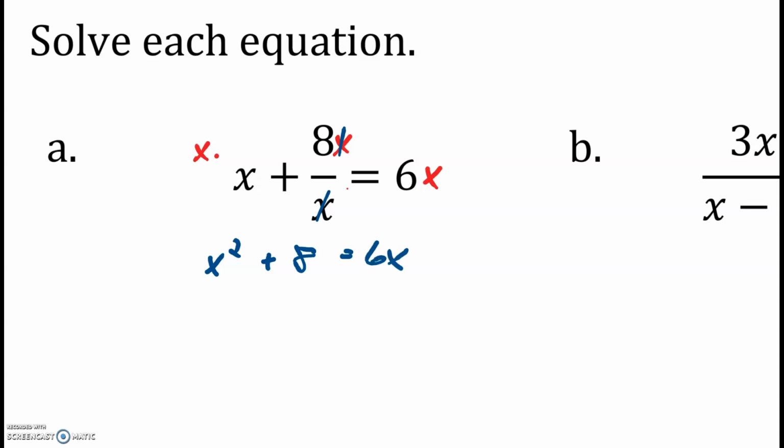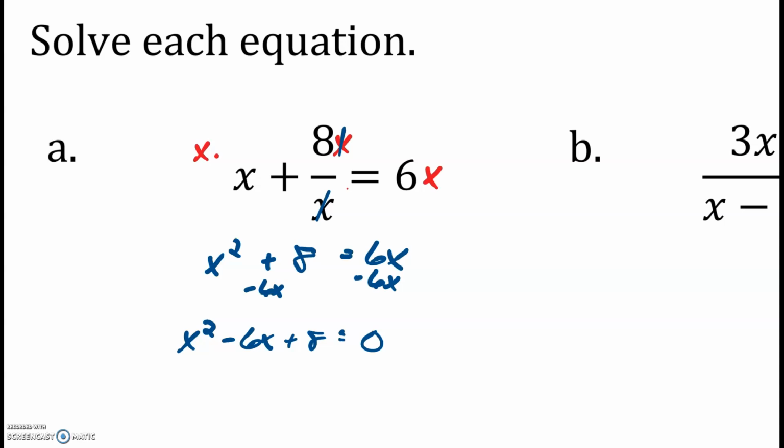Now I need to solve this equation, and what I need to think about is what type of equation do I have. Here I have a quadratic. So to solve quadratics, remember factoring is probably going to be the easiest way. So I want to have this thing set equal to 0. It's equal to 6x, so I need to subtract 6x from both sides. So I'm going to rewrite my equation as x squared minus 6x plus 8 equals 0.